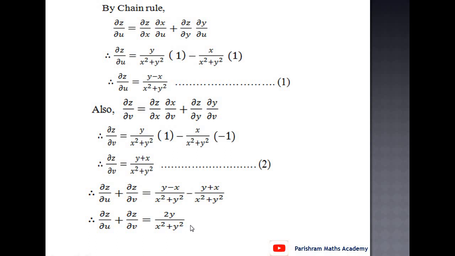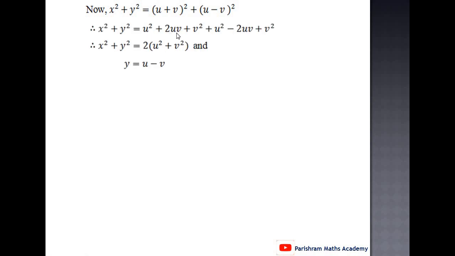Now x² + y², x is nothing but u + v, therefore (u + v)², and the value of y is u − v, therefore (u − v)². Taking the square expansion, u² + 2uv + v², and (u − v)² is u² − 2uv + v². The 2uv and −2uv cancel, we get u² + u² = 2u², v² + v² = 2v², and therefore 2(u² + v²) is the value of x² + y².